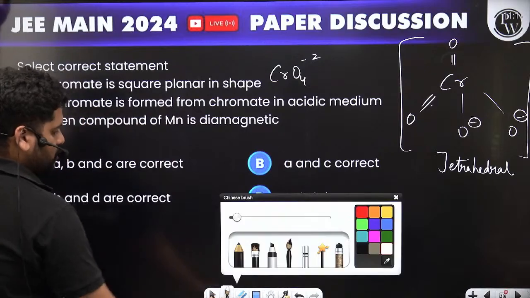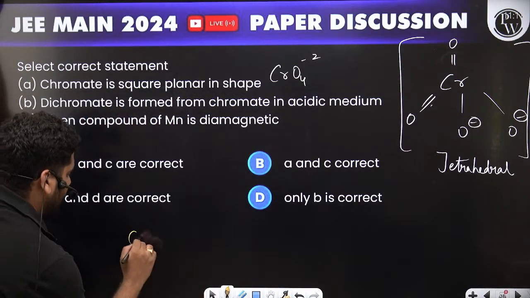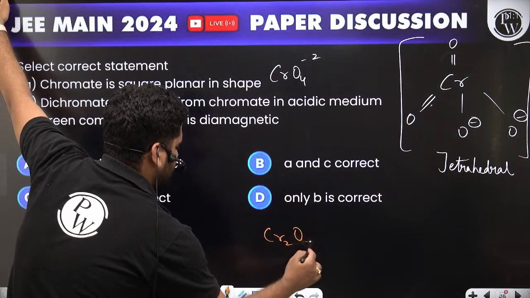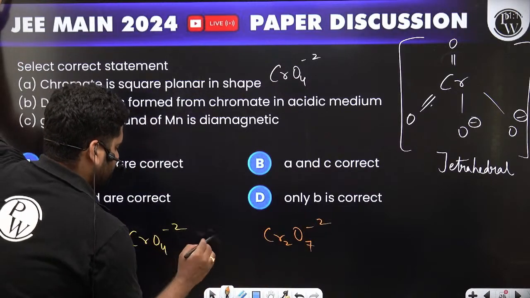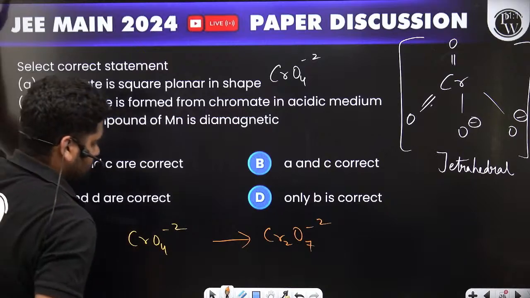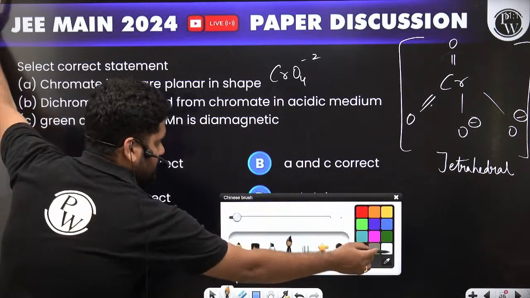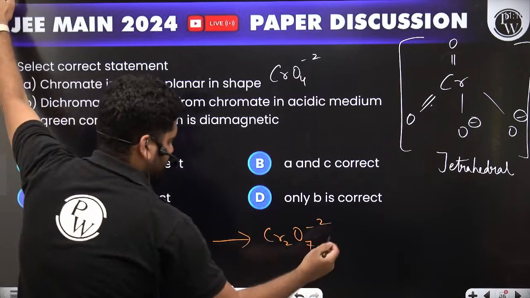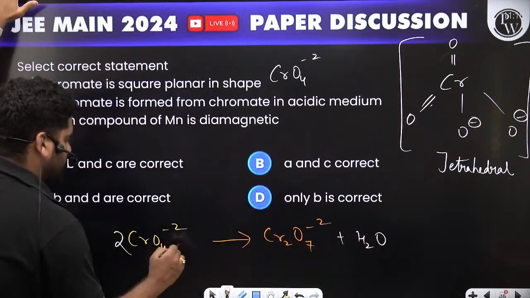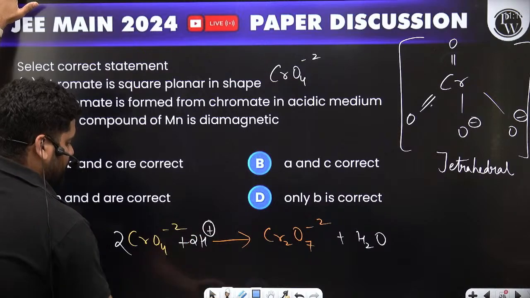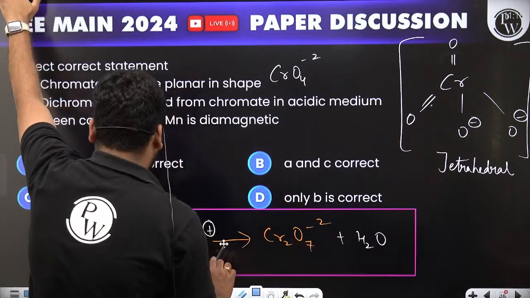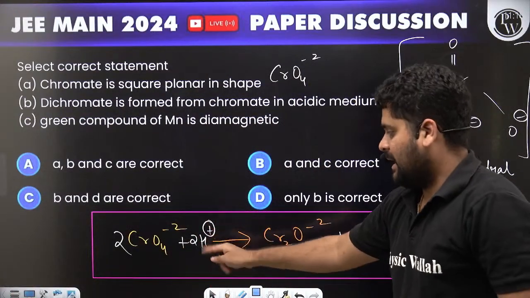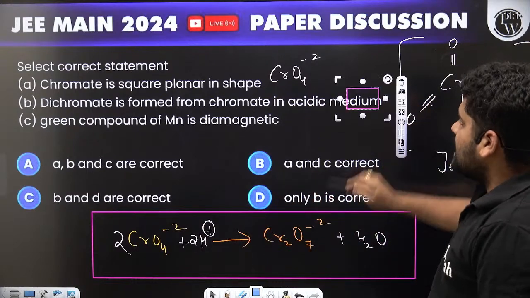Dichromate is formed from chromate ion in acidic medium. See, chromate ion is CrO4 minus 2. Dichromate ion is Cr2O7 minus 2. So this would be formed in acidic medium like this. You need to just balance this. 2 CrO4 minus 2, chromium's balanced. Oxygens, you see 8 oxygens, here you have 7 oxygens, so you'll put 1 H2O, and over here you will put 2 H plus, right? This particular equation which I have written is there in the NCERT textbook. So dichromate ion is formed from chromate ion in acidic medium in this way. So option B is correct, right?